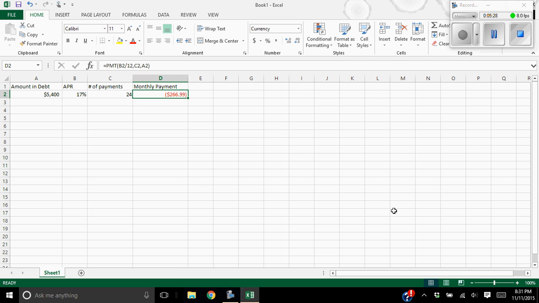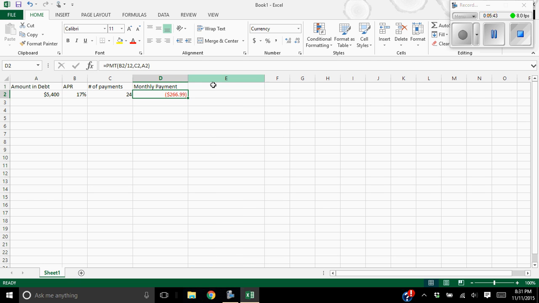You're going to notice it's in red, right? And it's in red because Excel is telling you you owe that much money rather than you're going to receive that much money back. It's a negative thing, right? Now, let's add a little bit more into this little problem here to help us understand how much money we're kind of losing, I guess is the word. So total amount to be paid, right? So we can throw that in there for another heading, right?